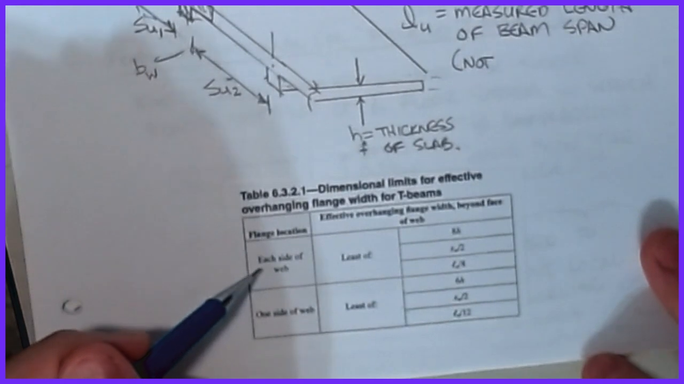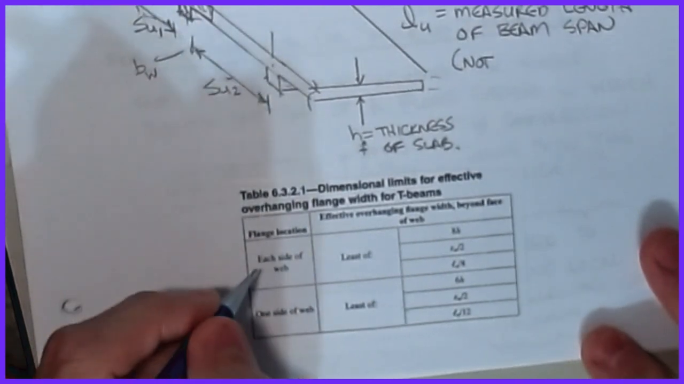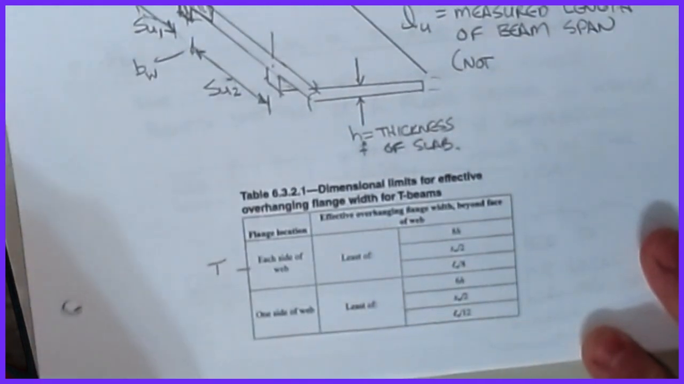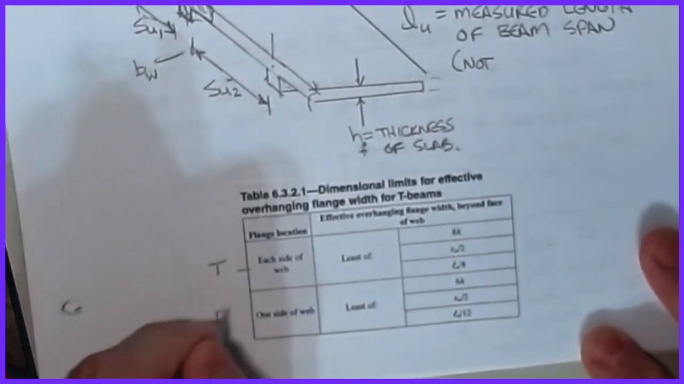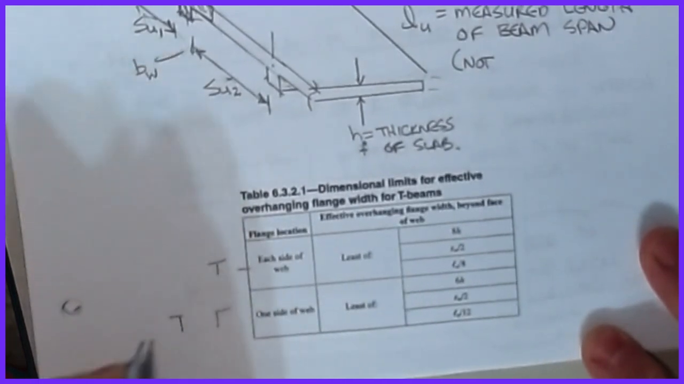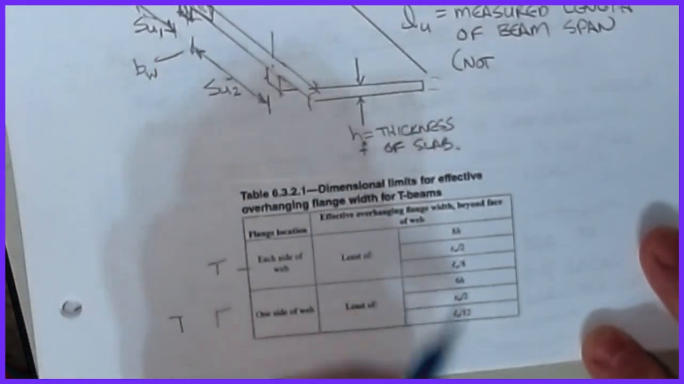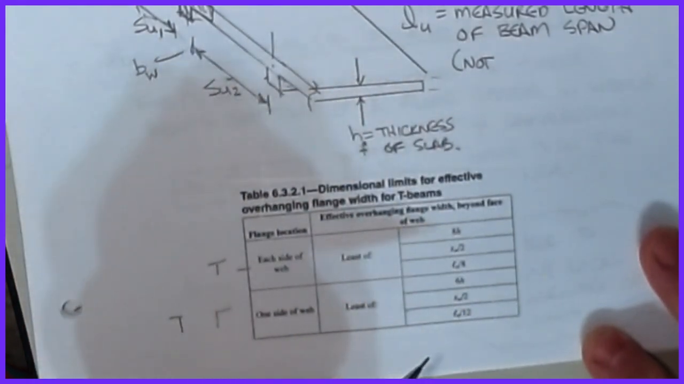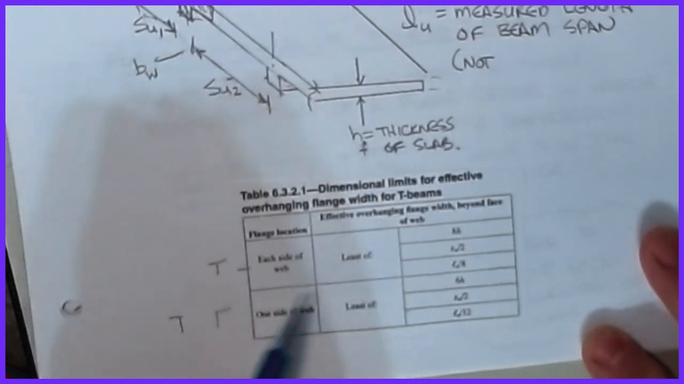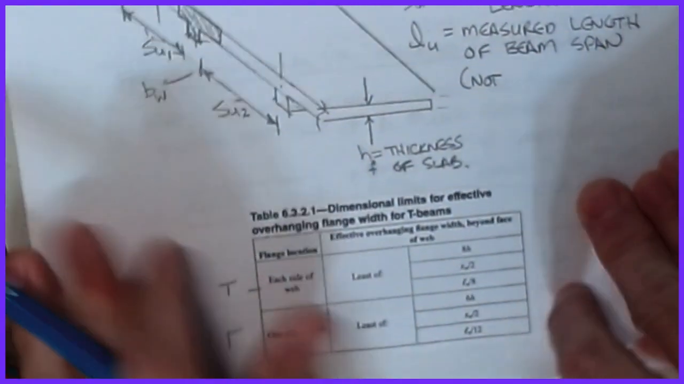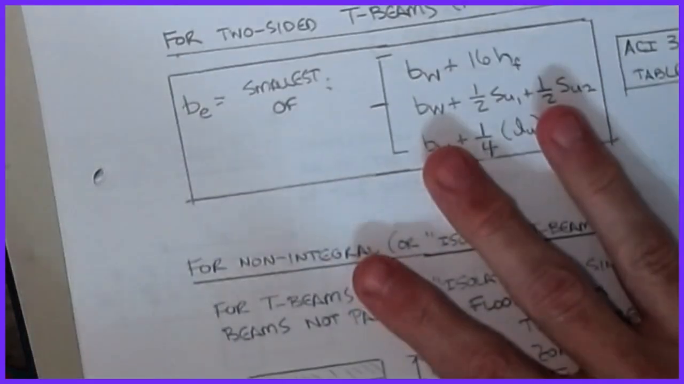It's pretty easy to see the way it says. So if I have flange location on each side of the web, that's our T-beam. Okay, and for one side of the web, that would be our L's, and it could be that guy or it could be this guy. It doesn't matter which way as far as coming up with the provisions. And ACI in this table prescribes some dimensional limits that you have to check, and it's the smaller of each of the three of these. Now, just so we can see it, I've rewritten these on the next page.